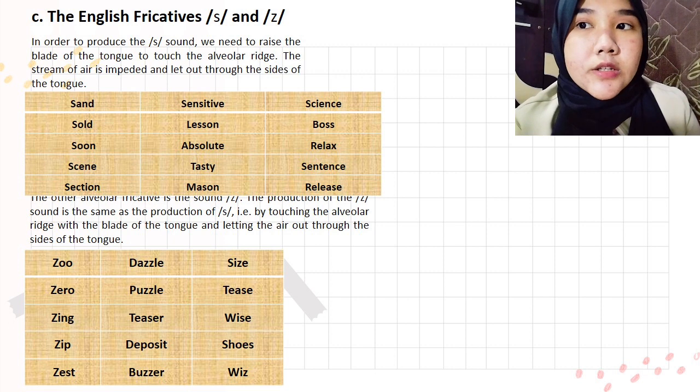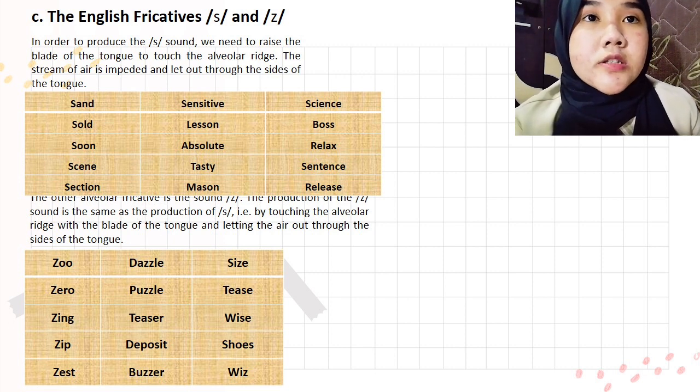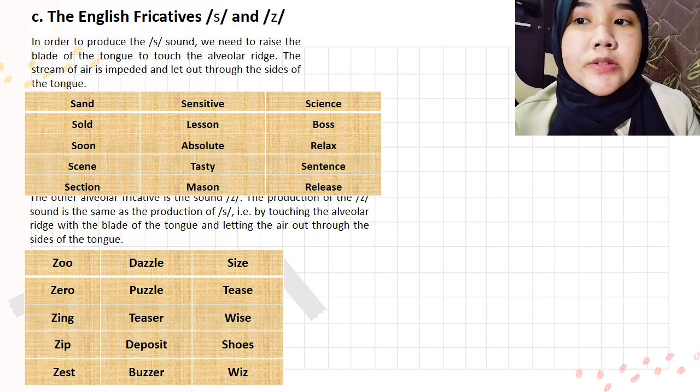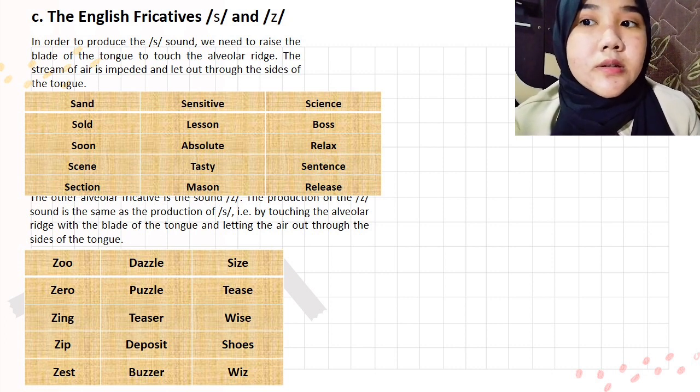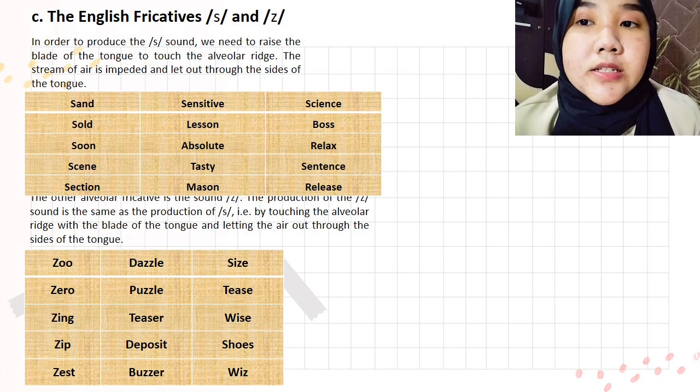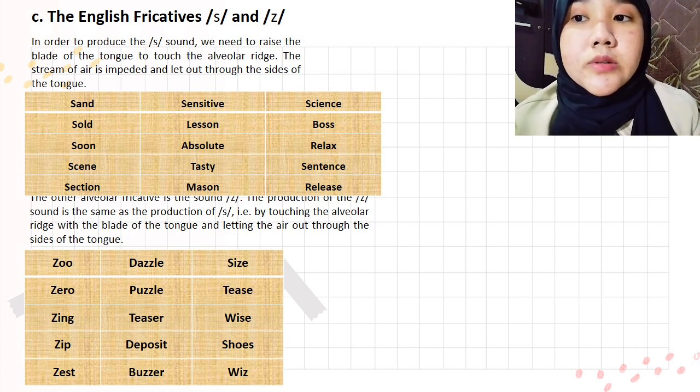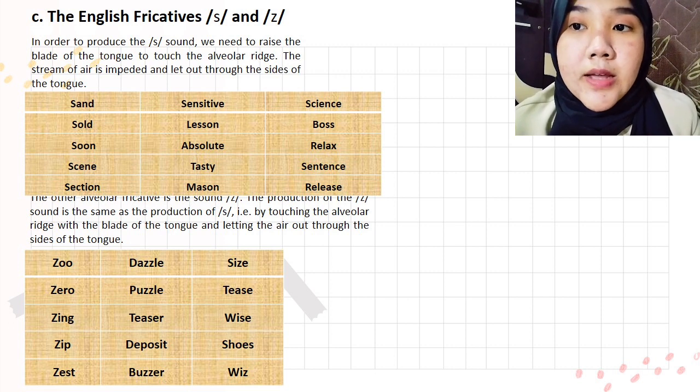English fricative sounds s and z. First, in order to produce the s sound, we need to raise the blade of the tongue to touch the alveolar ridge. The stream of air is impeded and let out through the sides of the tongue.